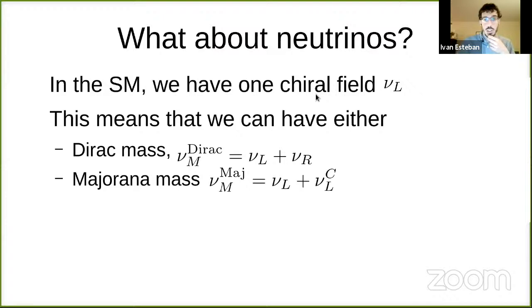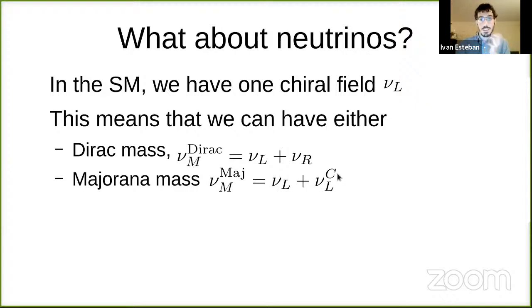In the standard model, we have just one chiral field, nu left, and what we learned translated into neutrinos means that for neutrinos we can have either a Dirac mass term, which will require introducing a right-handed neutrino and will mean that the propagating massive field will be this combination, nu left plus nu right, or we can have a Majorana mass term, which will mean that the propagating massive field will be this other, different combination.